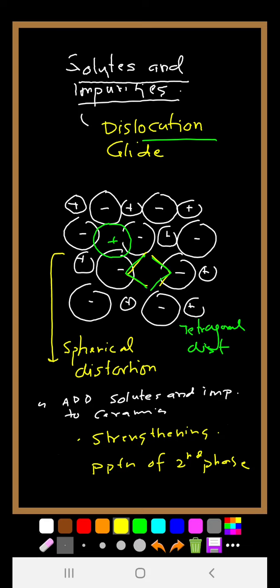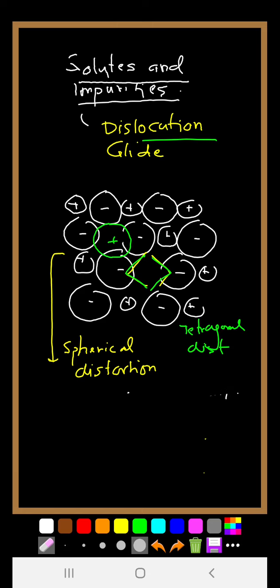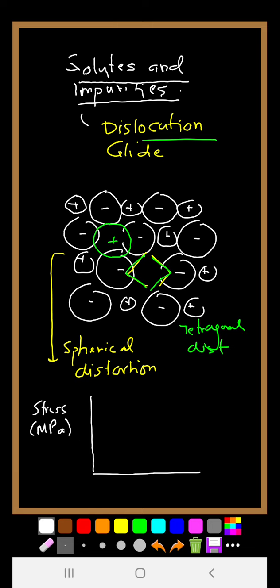So if we take an example of how the impurities or doping affect ceramics, let's say we plot stress here in megapascals, and strain, and we take the example of magnesium oxide, MgO, being doped with ferric oxide, Fe2O3.